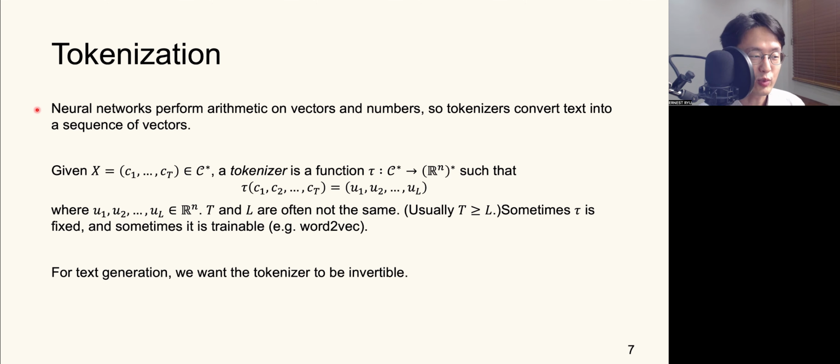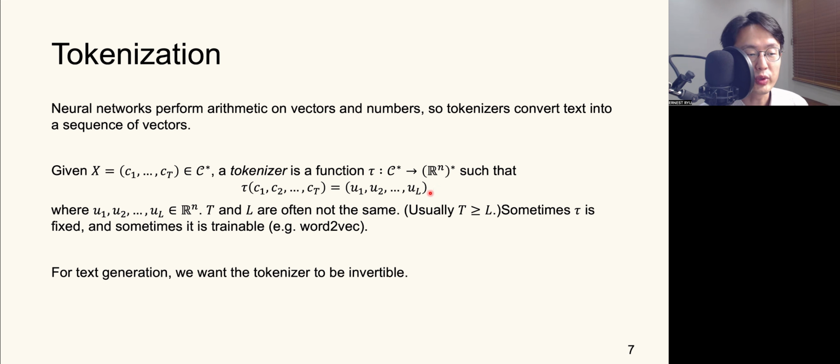In modern natural language processing, we process text with neural networks. And neural networks perform arithmetic on vectors and numbers. So at some point within the pipeline, the text has to be converted to a set of vectors. And that's what a tokenizer does. Tokenizers convert text into a sequence of vectors for the neural network to then process. So given a text X, in this case expressed as a sequence of characters, a tokenizer is a function that takes in a sequence of characters, a text, and produces a sequence of vectors.